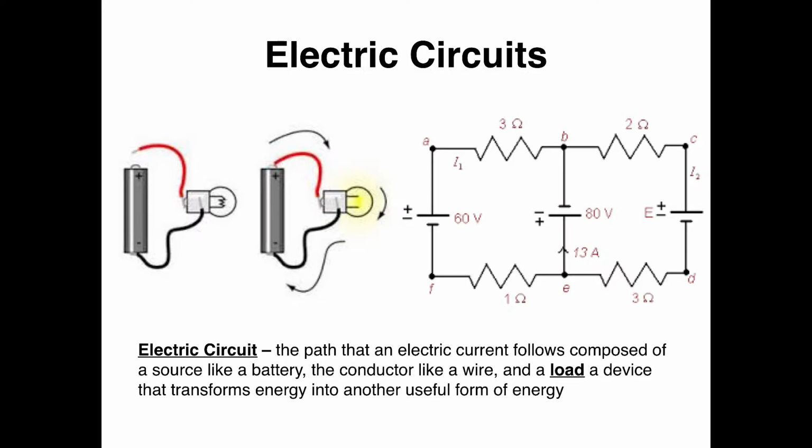An electrical circuit is the path that the electrons or the electrical current flows, and it's composed of a source, which is the battery, a conductor, which is the wire, and a load, which is a device that transforms the electrical energy into some other form of energy, such as light energy or heat energy or mechanical energy. A closed circuit is a circuit that has its pathway complete so the electrons can flow.